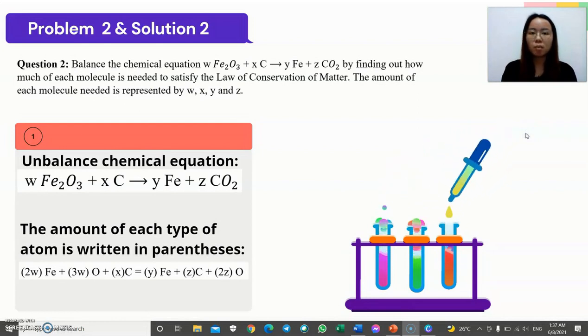Now I would like to talk about problem 2. Some of the students know what chemical reaction will be produced, but they don't know how to balance a chemical equation. So we can apply the theory of linear algebra to solve this problem.